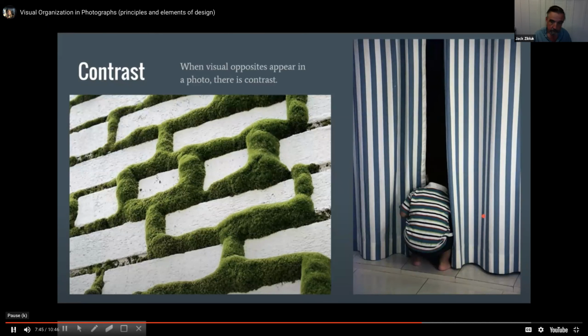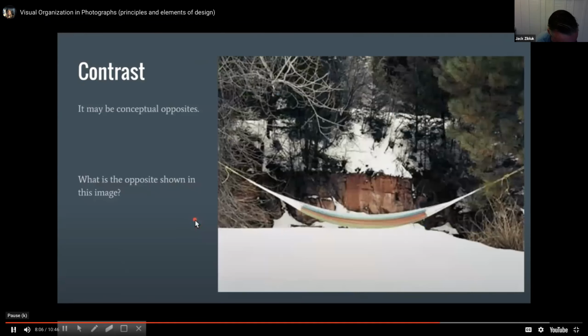Contrast is the last principle that we're going to talk about today. That's when you have opposites in terms of one of those things we've been talking about, such as line. So here we have horizontal and vertical line, changing the direction. Here we have two very different kinds of texture next to each other, two different kinds of visual opposites. You can have a conceptual opposite as well.